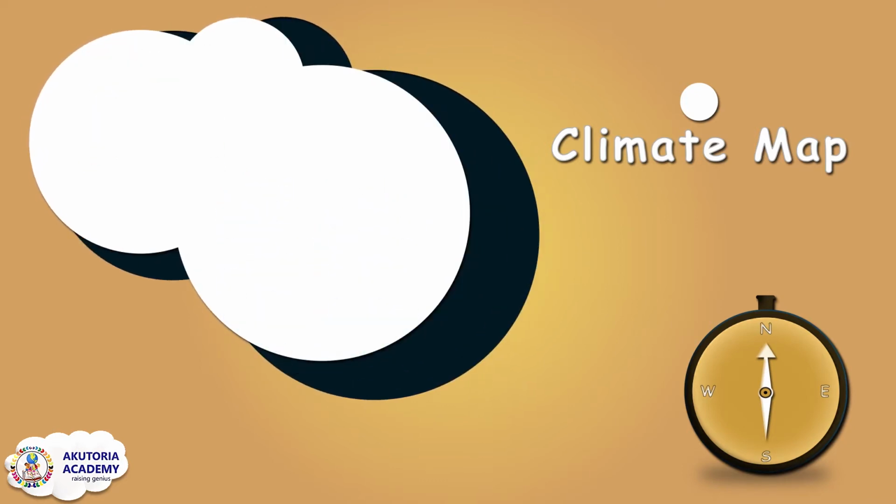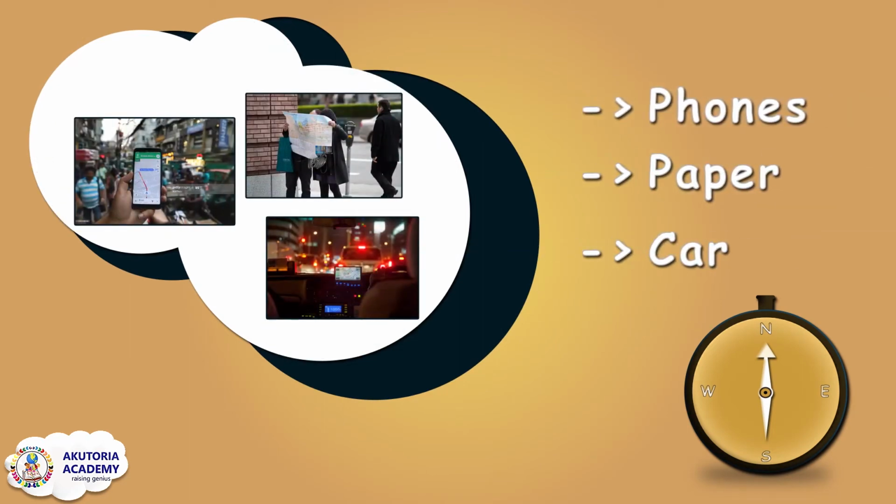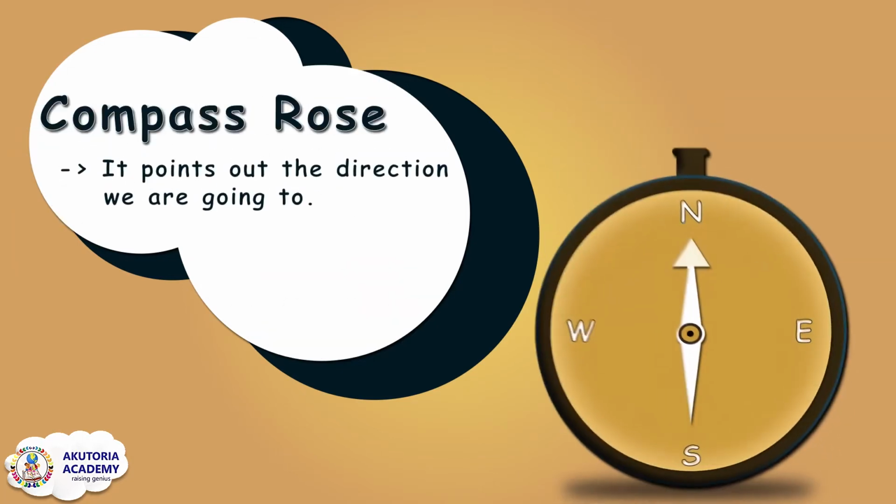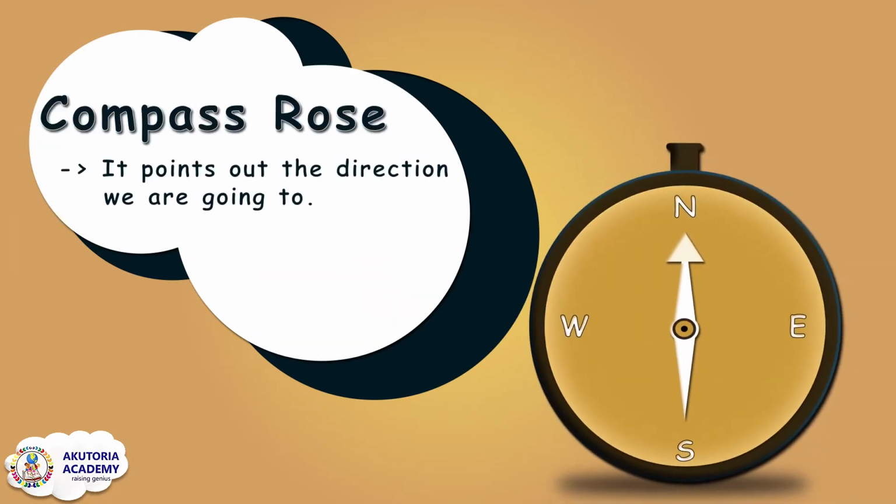We can find maps everywhere around us, on our phones, on paper, even in our cars. Now let's learn about the compass rose. The compass rose is an instrument we use to know the directions on a map. It points out the direction we are going to. There are 4 directions we can go and they are called the cardinal points.